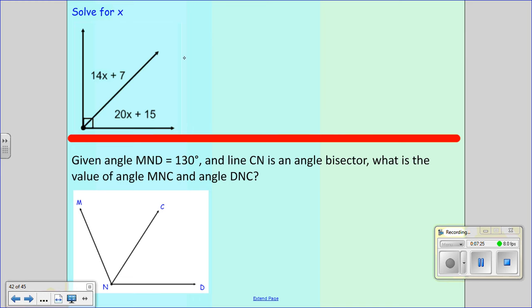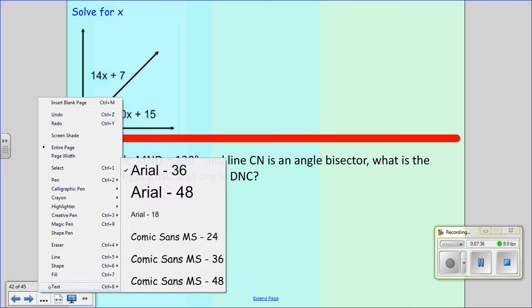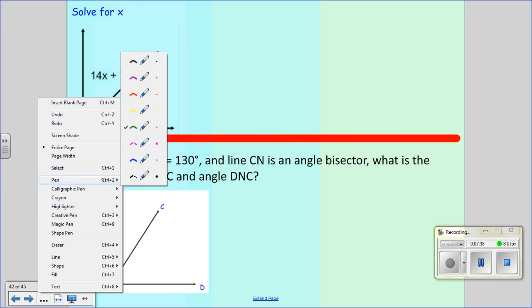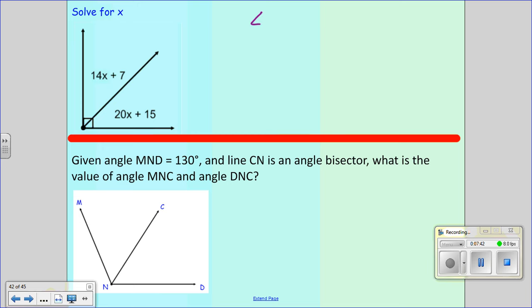So we're going to solve for x in this top example. We notice that the two angles form a right angle, meaning they're complementary. So since they're complementary, we're going to use the scenario angle plus angle equals 90 degrees. So again, these are complementary. So now I can write the expression.